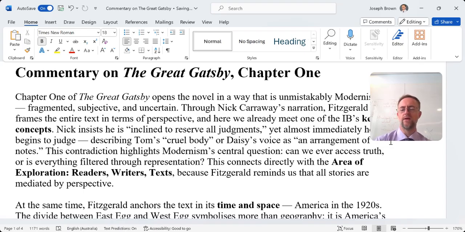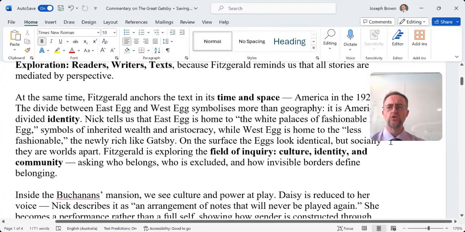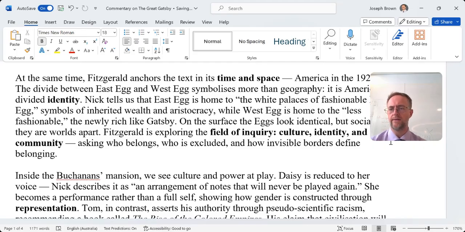This connects directly with the area of exploration, readers, writers, and text, because Fitzgerald reminds us that all stories are mediated by perspective. That's very TOK, and if you want to be a big-time English IB player, you should be bringing in some of these TOK ideas. How do we know what we know? Well, everything we know from this text is framed through the perspective of Nick Carraway.